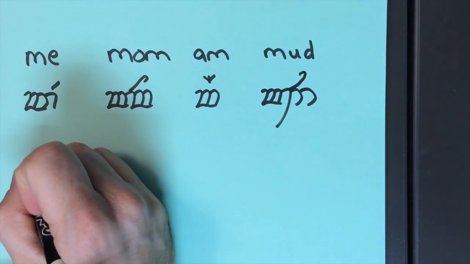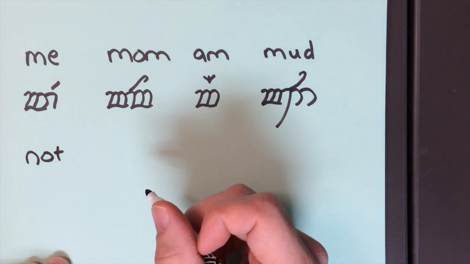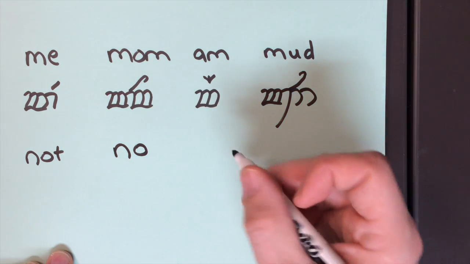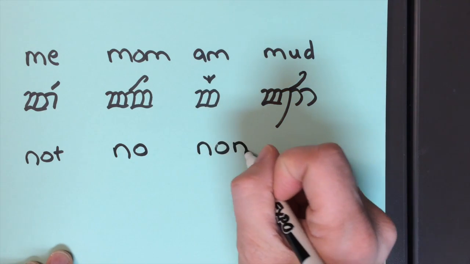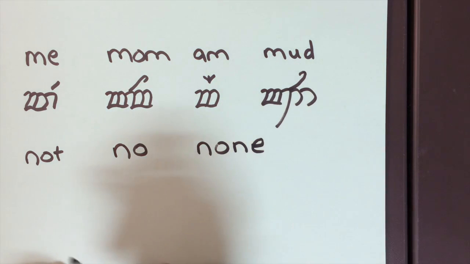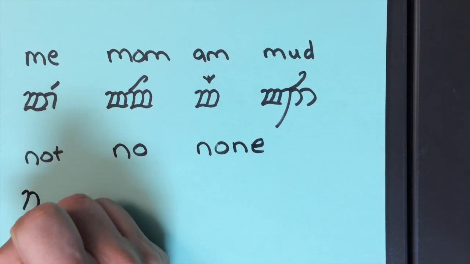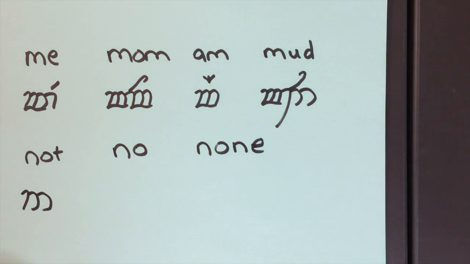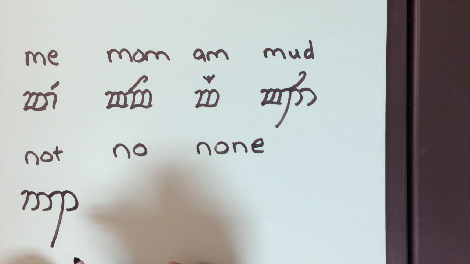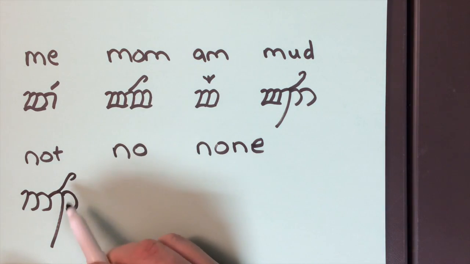Alright, moving on to the ends. We're going to do not, no, and none. Okay, so to draw not, we'll draw our N like this, and then we'll draw our T like this, and the O vowel, which is a forward hook over the T.